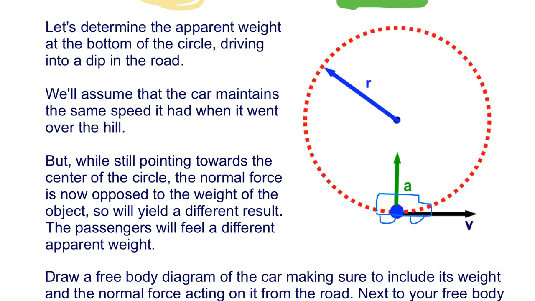Now, what if you drive through a dip in the road? Okay, a little valley in the road. We're at the bottom of a vertical circle then. Okay, so the road might have gone like this. Okay?